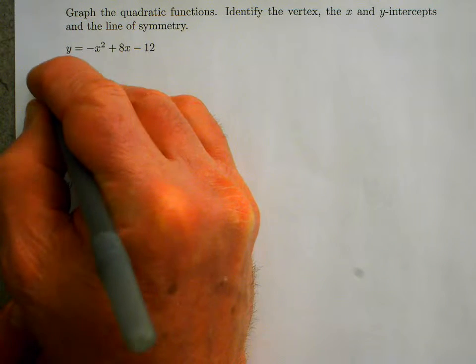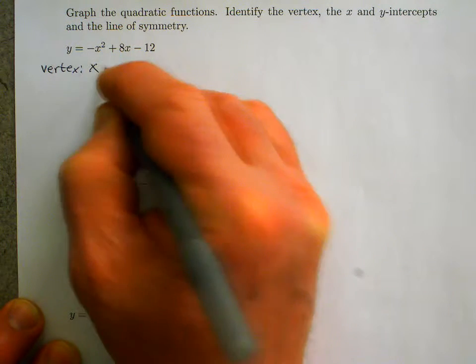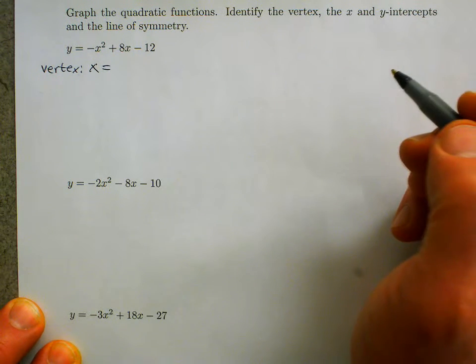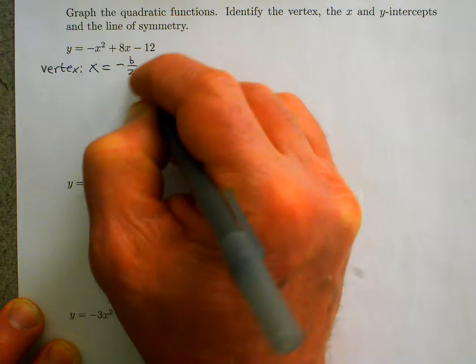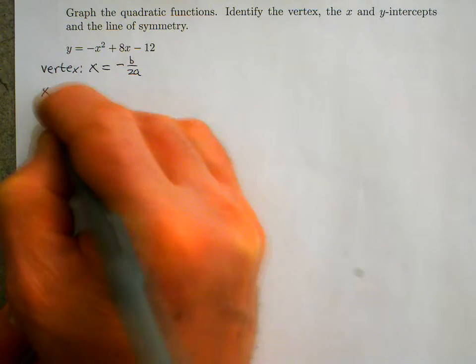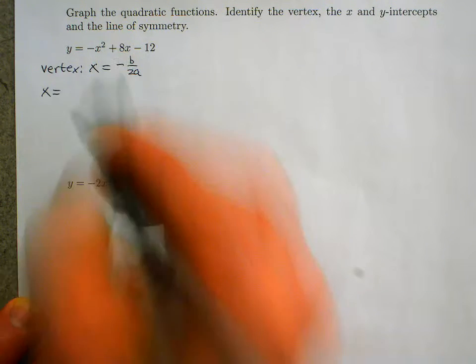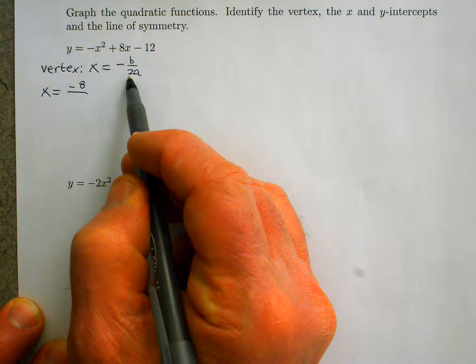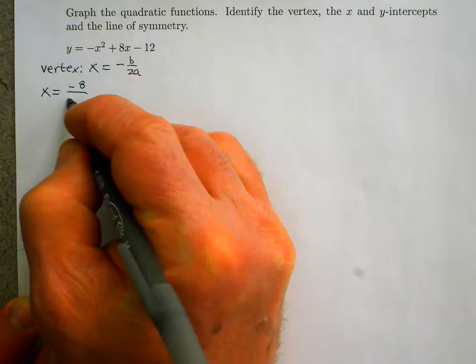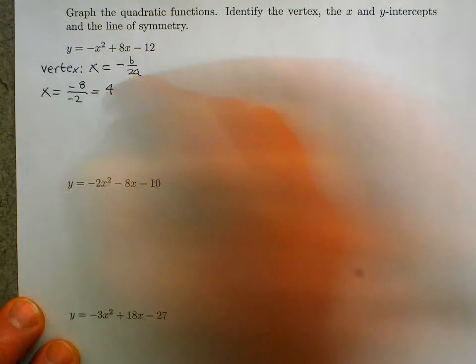But for this one, the vertex, the formula for the x-coordinate of the vertex is negative b over 2a. So negative 8 divided by 2 times negative 1, which is negative 2. So the x-coordinate of the vertex is positive 4.